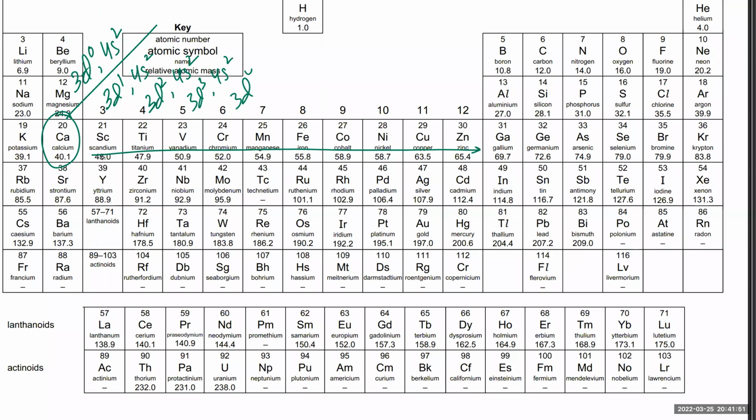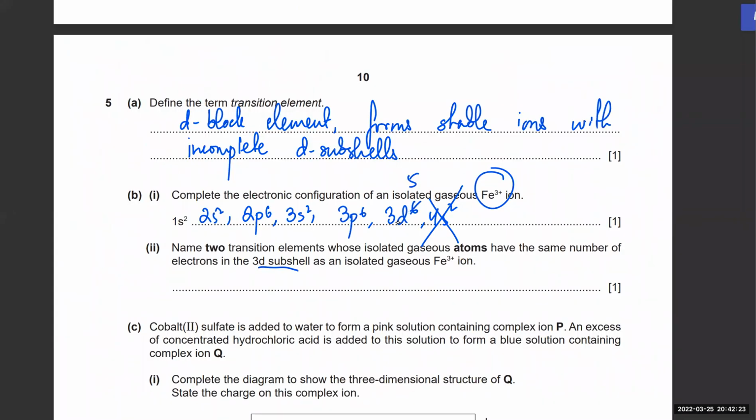Chromium should be 3D4, 4s2. But remember, chromium is a special case. What happens is that instead of 3D4, it's actually 3D5. And manganese, you can just continue with manganese, that's 3D5, 4s2, right? So there are actually 2 elements that have 3D5. Chromium should have been 3D4, 4s2, but instead it's actually 3D5, 4s2. So chromium and manganese will both have 5 electrons in the D subshell. Is that clear? Yes, sir.